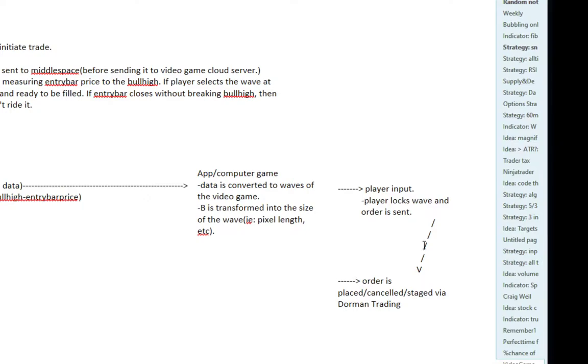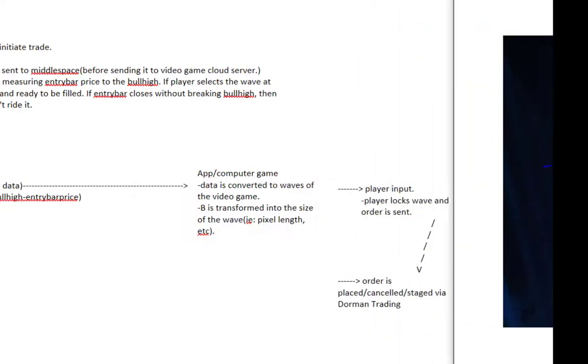Then as soon as they lock on the wave, the order is placed with dormant trading, which is the FCM, which basically needs $1 million of capital to become an FCM. That means I would have to outsource to them and let them provide the $1 million and collect commissions, or a portion of the commissions, I believe. But I would partner with them, okay? And then they would stage the orders and send it to the exchange.